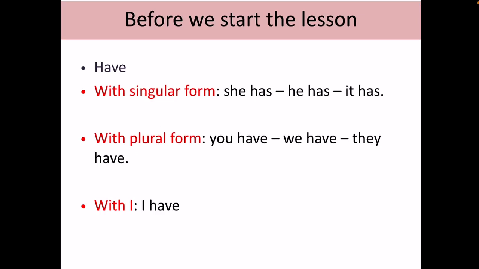Now, with the plural form, if the subject is plural, I say have. For example, you have, we have, they have. Or I can say my brothers have, my friend and I have. And with the pronoun I, I say have. So, this is how we use the verb have. Okay? Now, look at these sentences here.